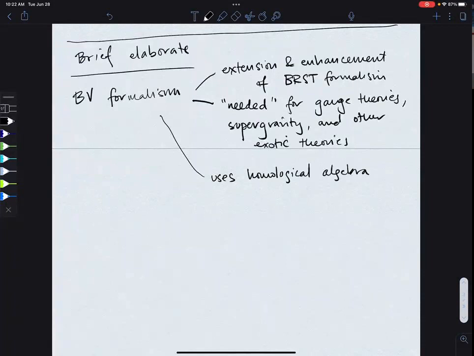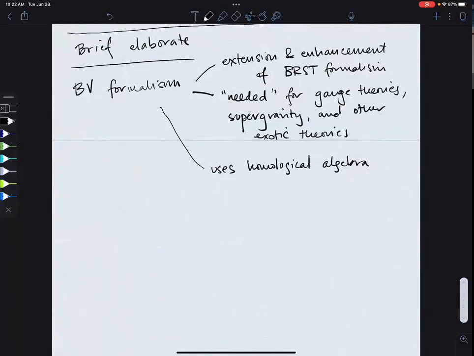So let me just remind you a very little bit about what homological algebra is, in case you aren't blessed to use it every day. So just a quick reminder about homological algebra. There's a thing known as a cochain complex.